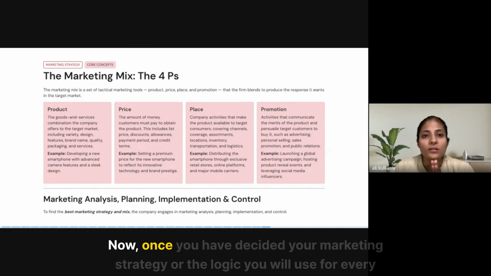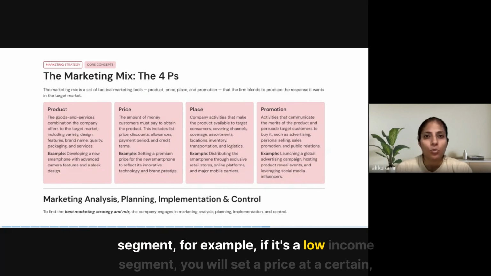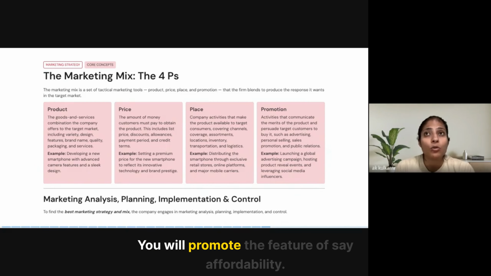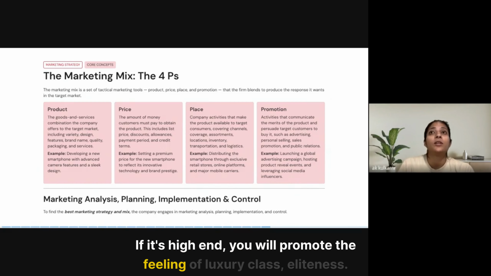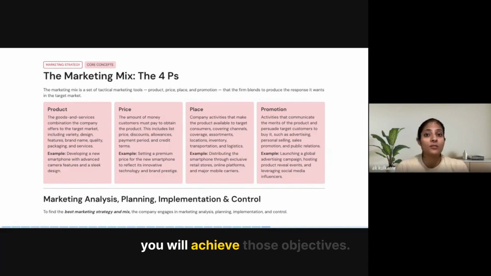Right. Now, once you have decided your marketing strategy, or the logic you will use for every segment, for example, if it's a low income segment, you will set the price a certain way. You will promote the feature of, say, affordability. If it's high end, you will promote the feeling of luxury, class, eliteness, right? Now once you've decided your objectives, you will make plans on how you will achieve them.